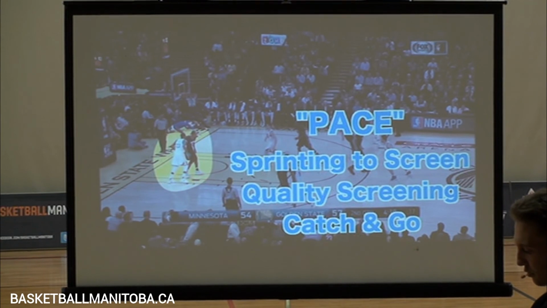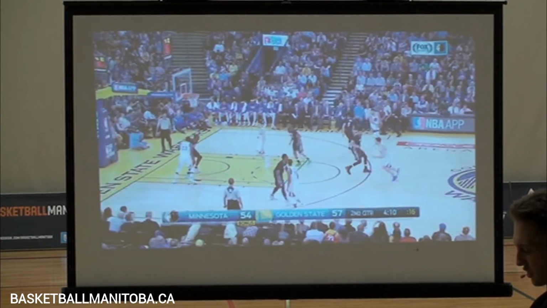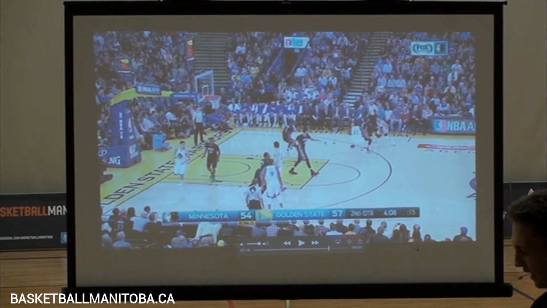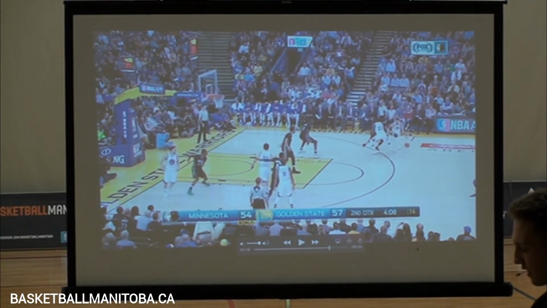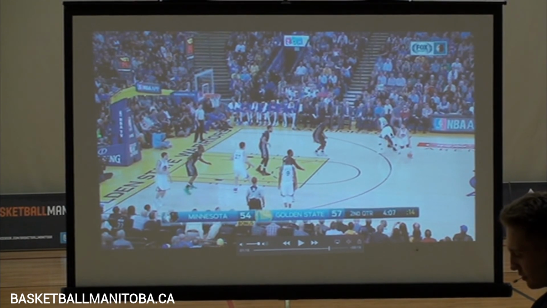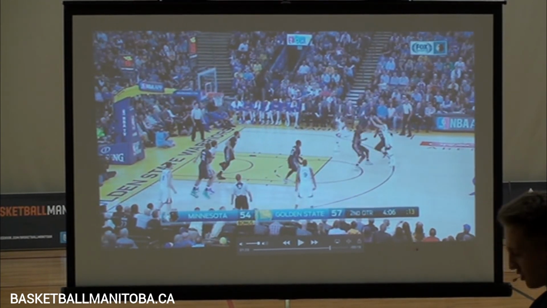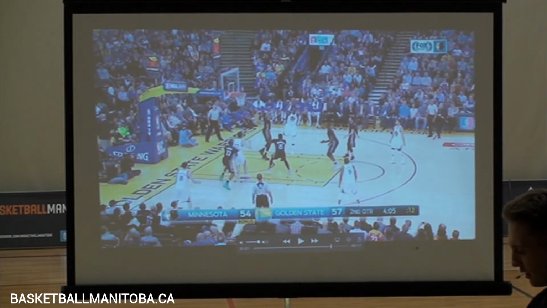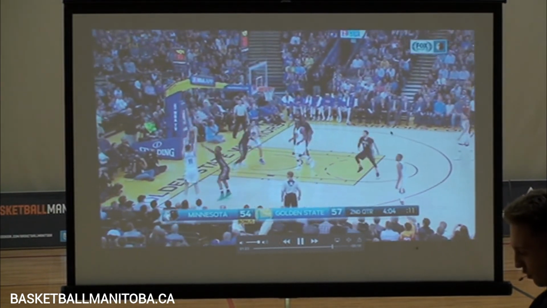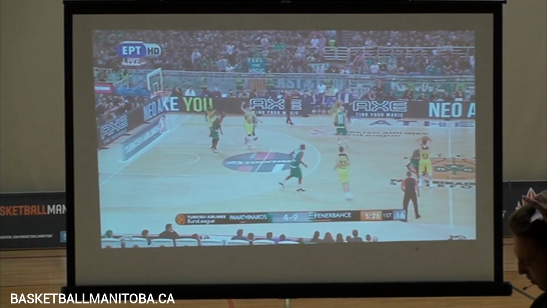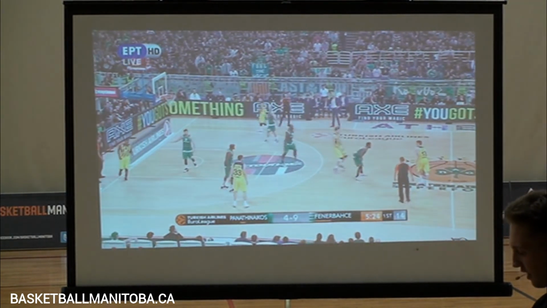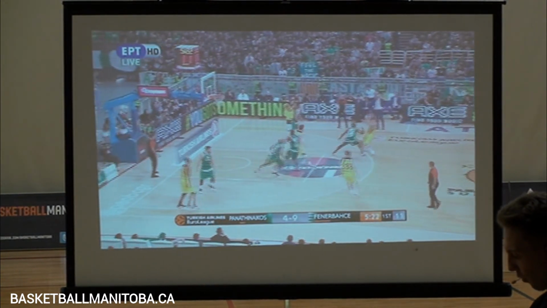Quality, sprinting into the screen, and then we get into catch and go. So he sprints into the screen. He has separation. Curry is able to turn the corner and get downhill. Curry draws two, so it's 4 versus 3. Draymond short rolls. Lowest guy rotates. Again, 4 versus 3. We're catching and going, we're anticipating. This is like extreme ball movement. So again, talking some of the terminology, like we'll say this is a one more when we make a one more.